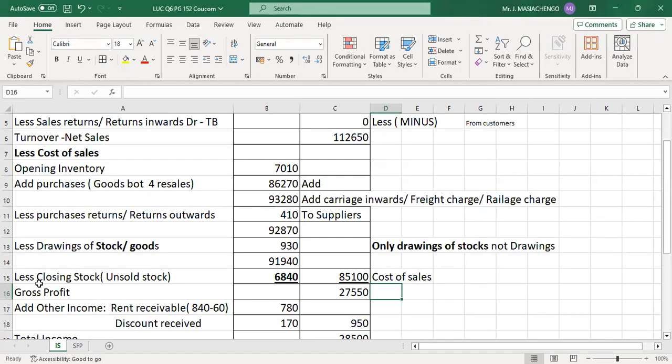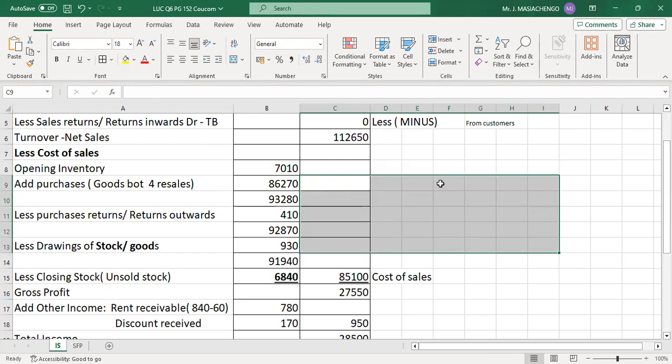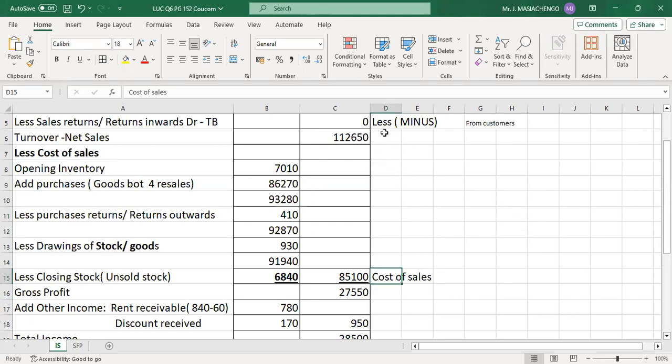Then we want to get our gross profit. We are now on the section of gross profit. There's a lot of writing that has taken place, so let me erase this section so that we don't confuse ourselves. Now we remember this is our cost of sales, and this is our turnover. To get our gross profit is very simple. We say our turnover minus our cost of sales. That's how we get our gross profit. Is it making sense?